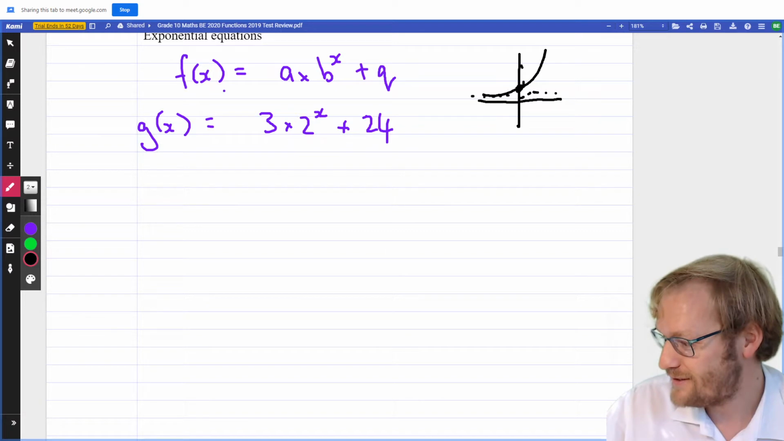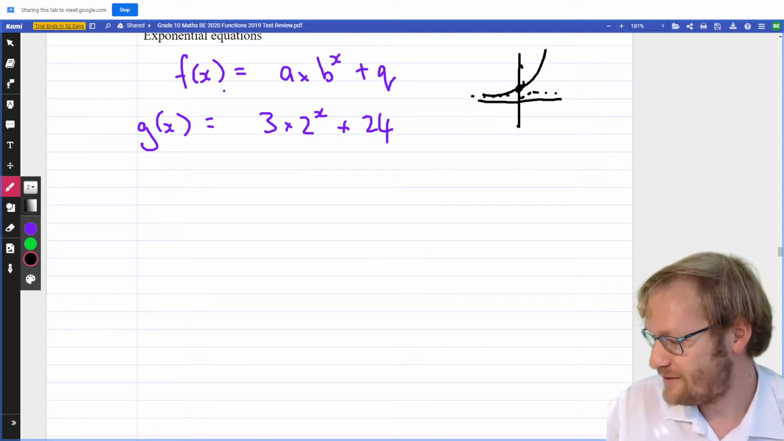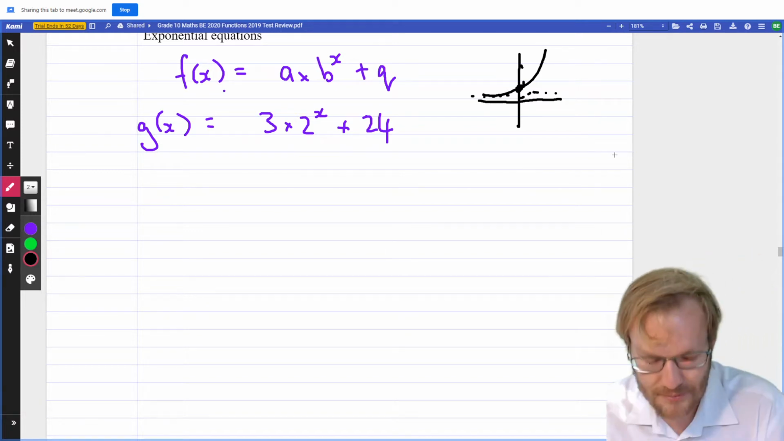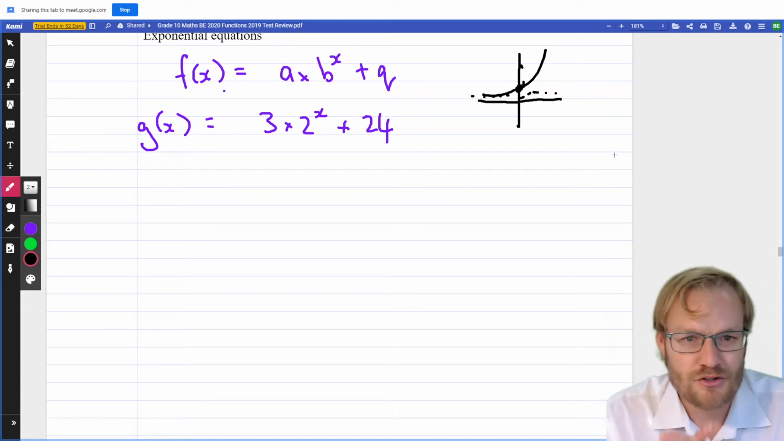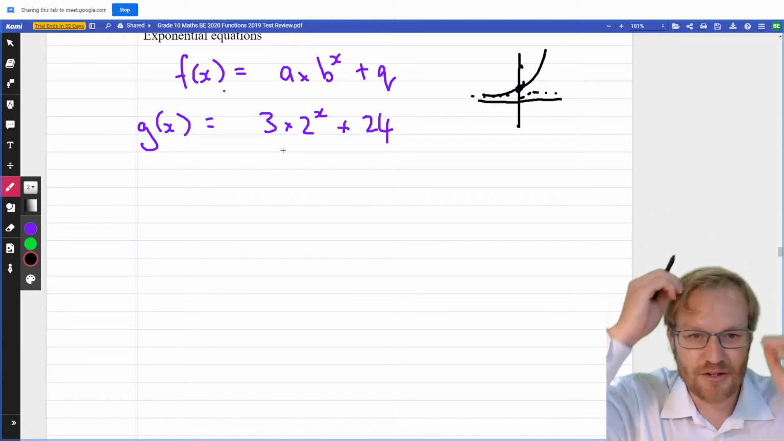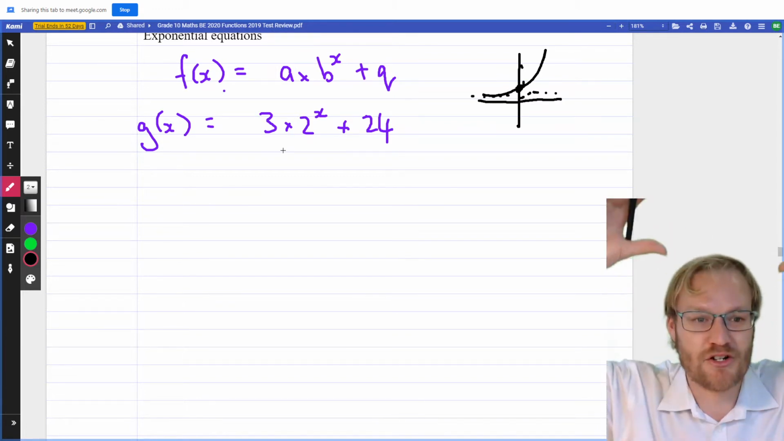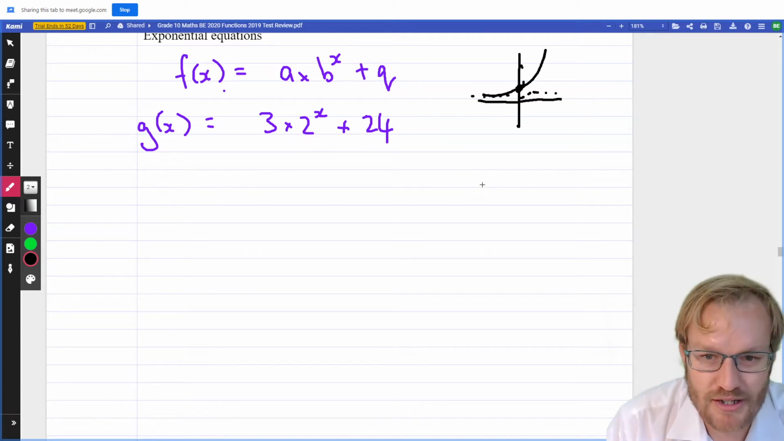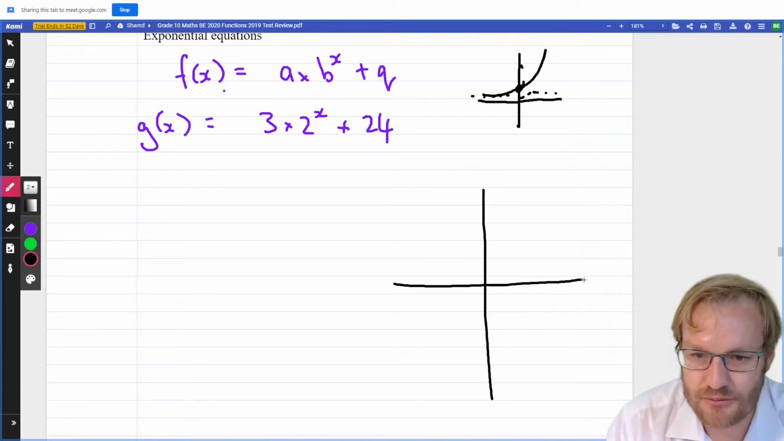Cool. So there's our exponential equation, 3 times 2 to the x plus 24. We know that the 3 is going to stretch it up a little bit, and we know that 24 is going to move the whole function up by 24.